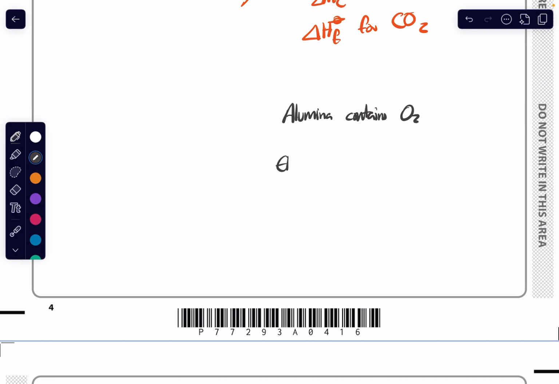The electrodes made from carbon, which apparently I've completely misspelled. So the electrodes are made from carbon, made.